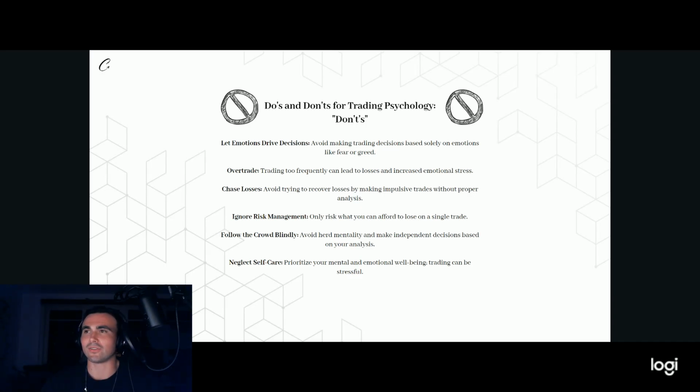Don't chase losses. Avoid trying to recover losses by making impulsive trades without proper analysis. Don't ignore risk management. Only risk what you can afford to lose on a single trade. I can't stress that enough. Do not follow the crowd blindly. There's a reason 97% of people consistently lose money. Avoid the herd mentality and make independent decisions based on your analysis. We want to be like Wall Street, not Main Street.